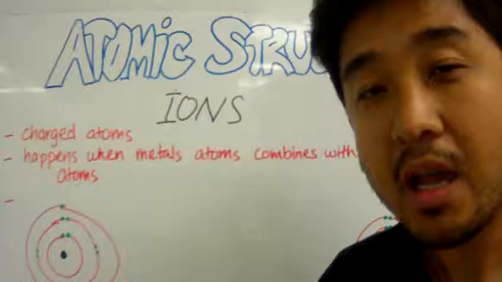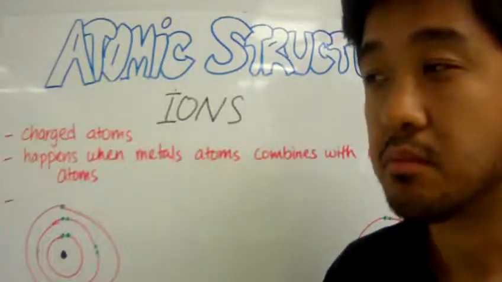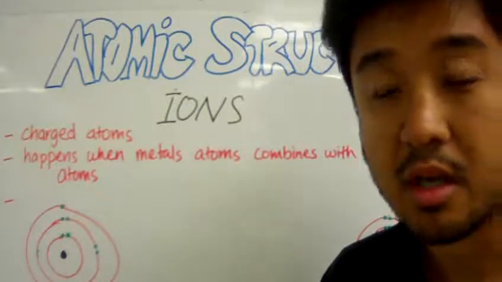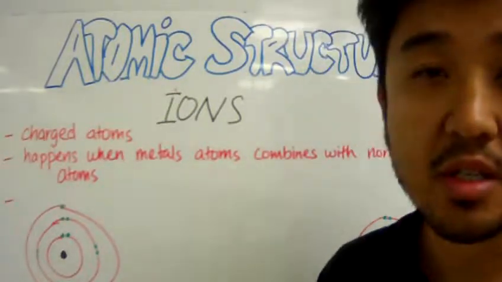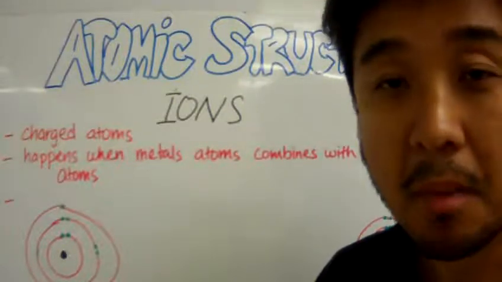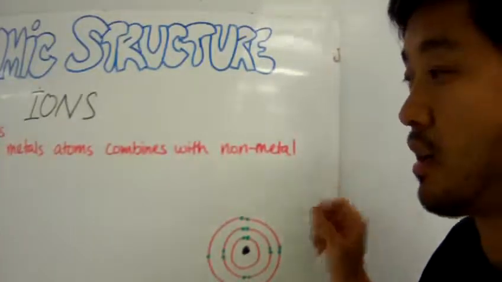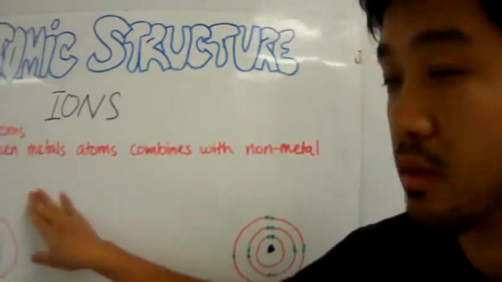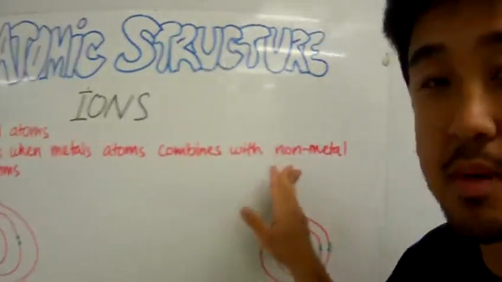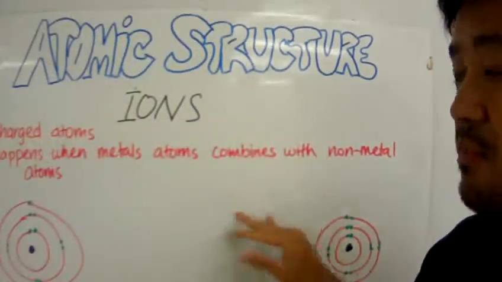Now, ions actually form quite often in nature. And one of the ways it happens is when a metal atom combines with a non-metal atom. All right, when a metal atom combines with a non-metal atom. Let's take a look at this example.